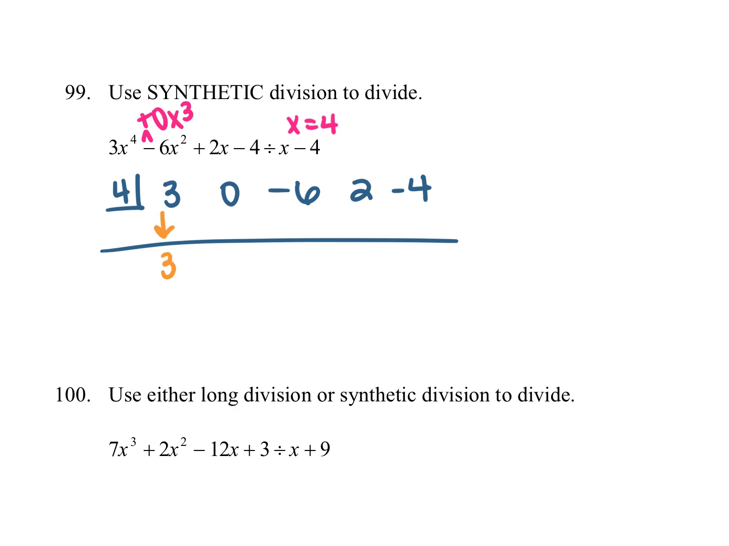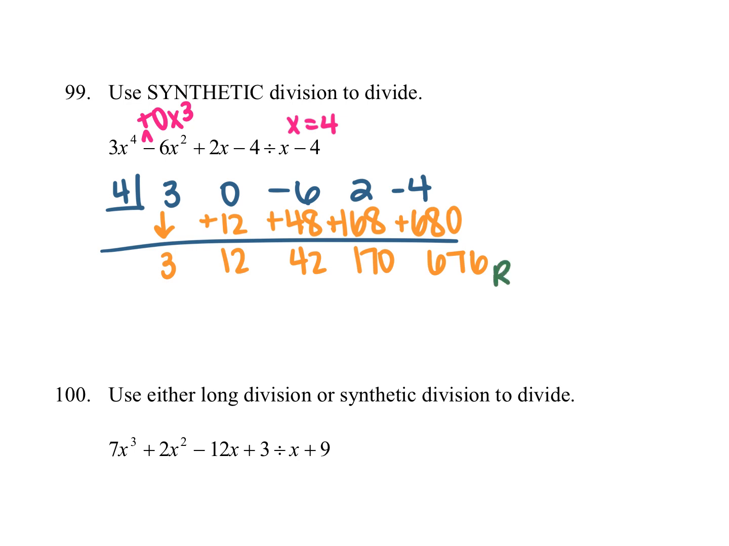3 drops down. 3 times 4 is 12. Add that with the 0. That gives you 12. Times 4 is 48. 48 minus 6 is 42. 42 times 4 is 168. Add that with a 2, that's 170. 170 times 4 is 680. Subtract 4 from that, and that's 676. That's 676 is your remainder.